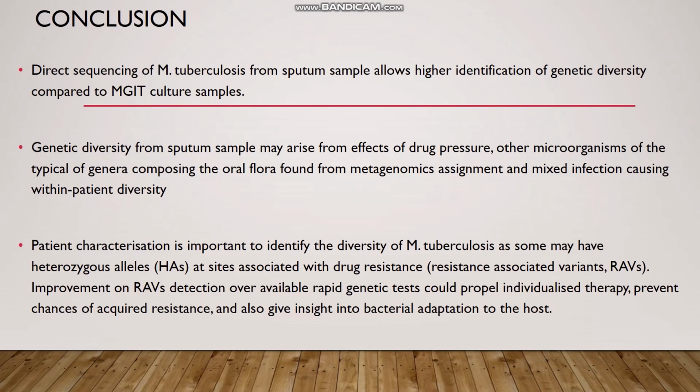In conclusion, direct sequencing of M. tuberculosis from sputum samples allows higher identification of genetic diversity compared to MGIT cultured samples. Genetic diversity from sputum samples may arise from the effects of drug pressure, other microorganisms of the typical genera composing the oral flora found from metagenomic assignment, and mixed infection, causing within-patient diversity. Patient characterization is important as well to identify the diversity of M. tuberculosis, as some may have heterozygous alleles at sites associated with drug resistance, RAVs. Improvement on RAV detection over available rapid genetic tests could propel individualized therapy, prevent chances of acquired resistance, and also give insight into bacterial adaptation to the host. That is all. Thank you.